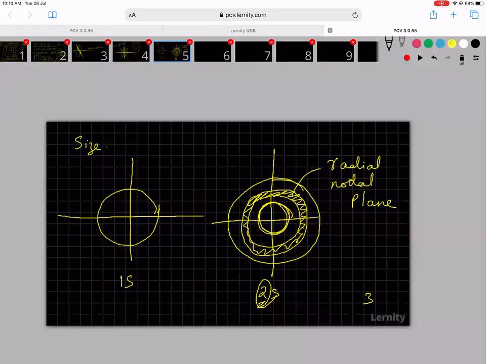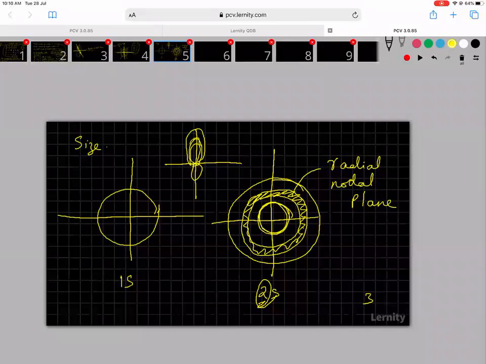So now P is not there in 1, P is there only in 2. So it has no radial nodal plane. But when you go to 3P, now 3P is bigger than 2P, right? So when it goes bigger than 2P, there is one nodal plane which is coming up.